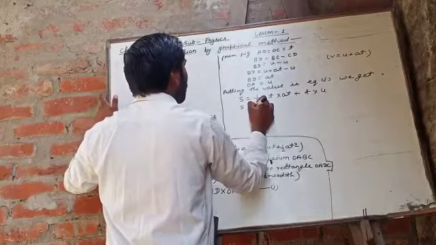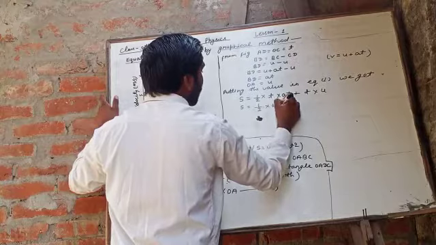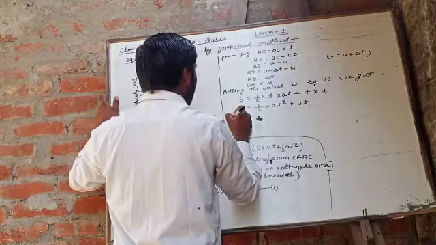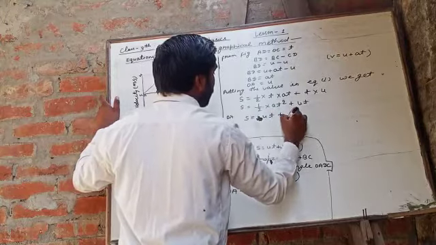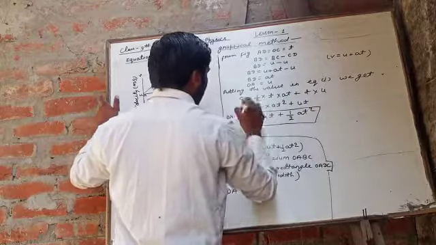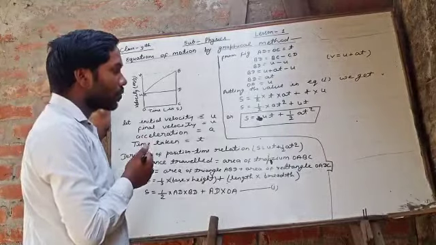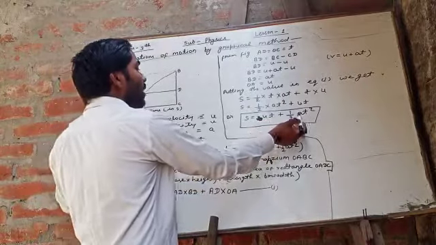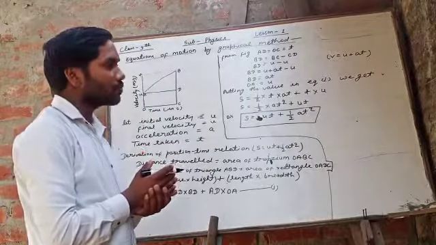So S is equal to 1 by 2 T into AT, it will be AT square, plus UT. Or S is equal to UT plus half AT square. And this is known as the second equation of motion, where U is the initial velocity, T is time, A is acceleration, and S is the total distance covered by the body.